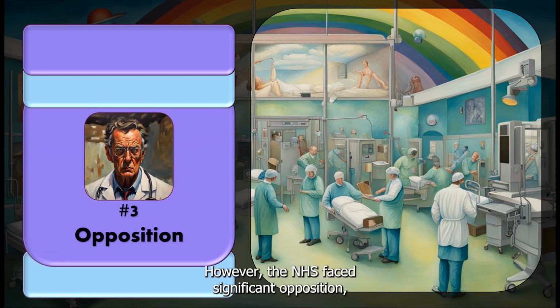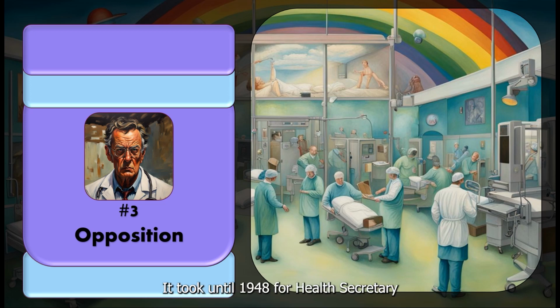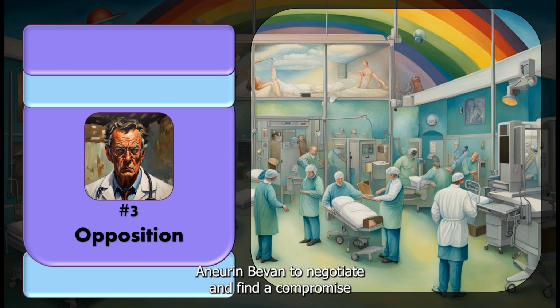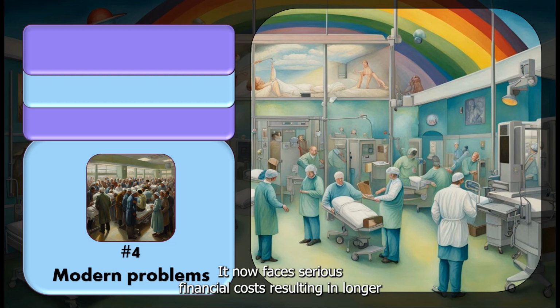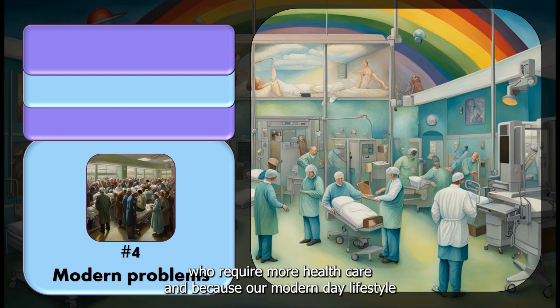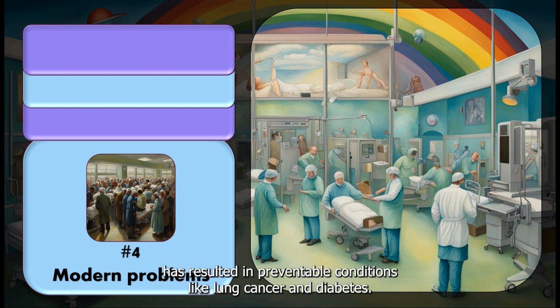However, the NHS faced significant opposition, especially from private doctors. It took until 1948 for Health Secretary Aneurin Bevan to negotiate and find a compromise so that these private doctors were willing to work for the NHS. Despite the NHS being an undeniable success, it now faces serious financial costs, resulting in longer wait times for patients. This is mainly because we now have an ageing population in Britain who require more healthcare, and because our modern-day lifestyle has resulted in preventable conditions, like lung cancer and diabetes.